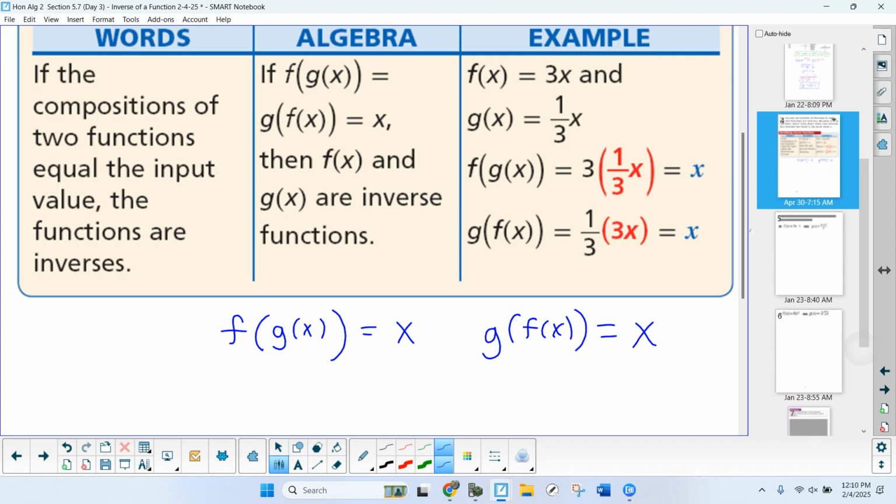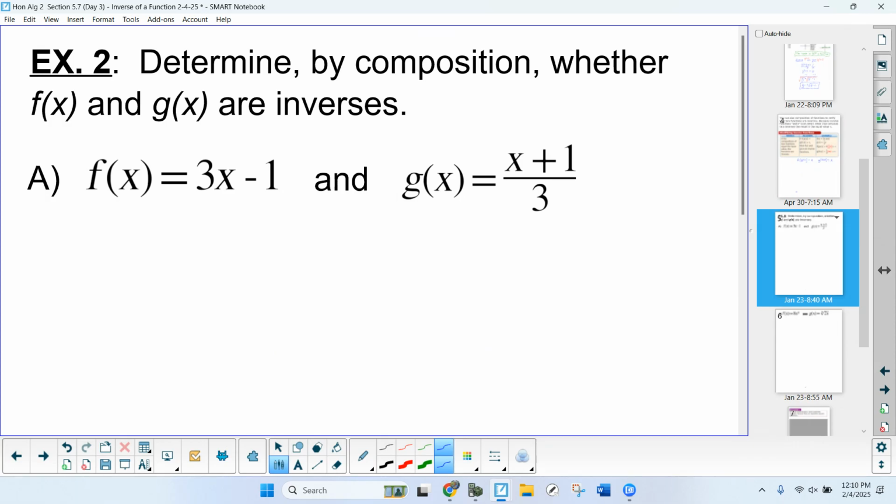Best way to do this is an example. Determine by composition, like 7 and 8 in your homework tonight. A problem on your quiz or test on Friday that says by composition, you cannot just switch x and y and say I did or did not get g. So let's talk composition. First, we have to find f of g of x.